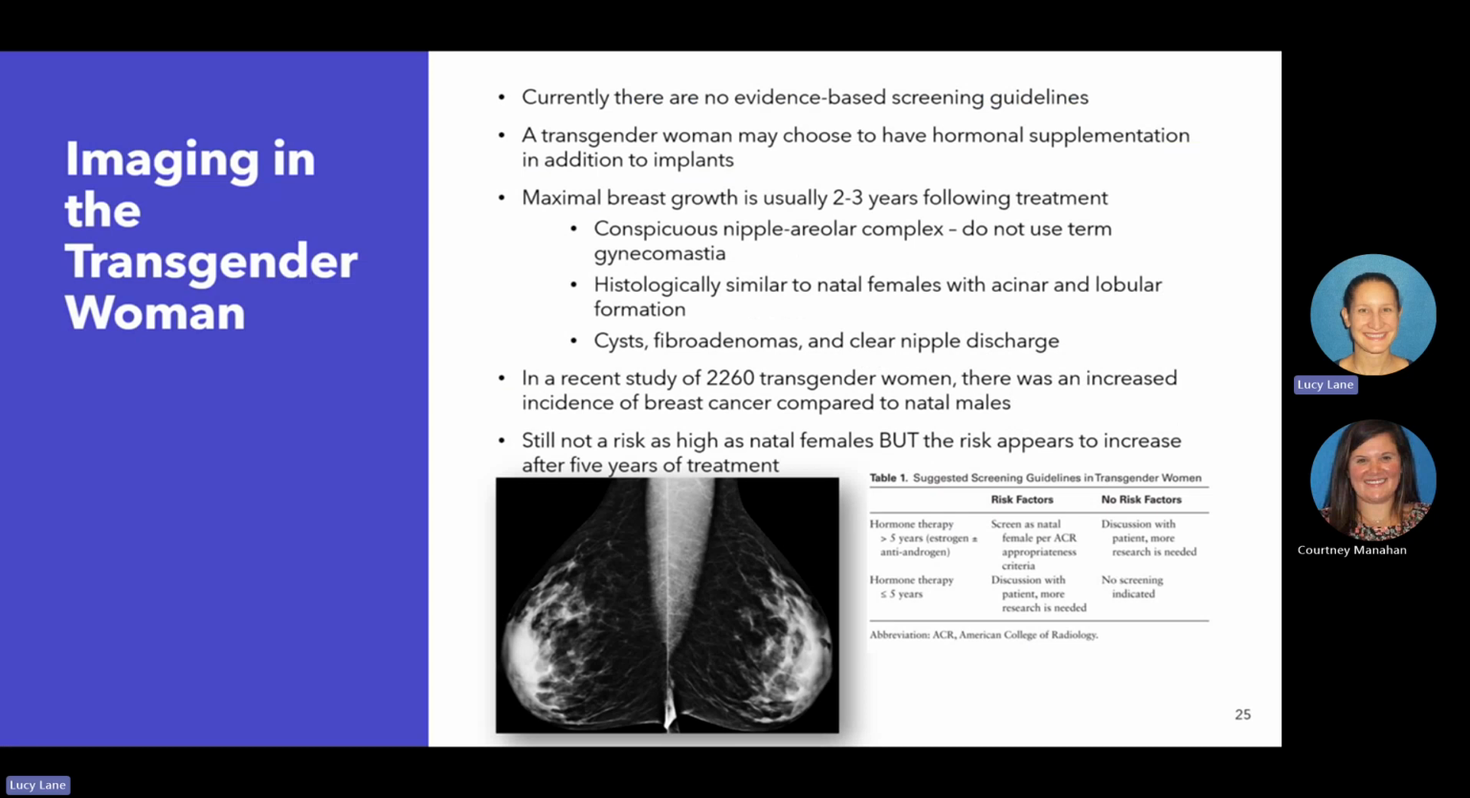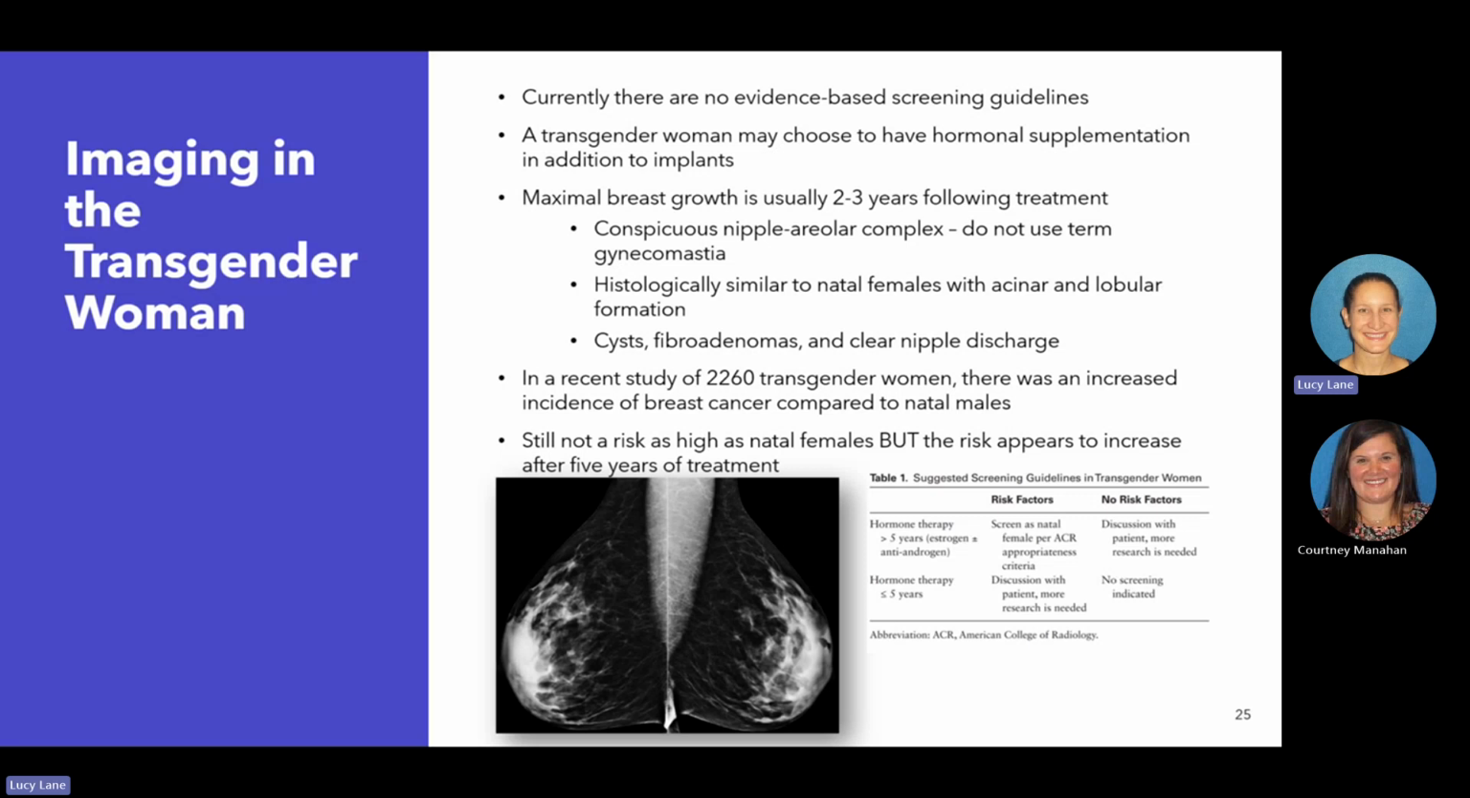Currently, there are no evidence-based screening guidelines for the transgender population. A transgender woman may choose to have hormonal supplementation in addition to implants. Maximal breast growth is usually 2 to 3 years following the beginning of hormonal treatment.